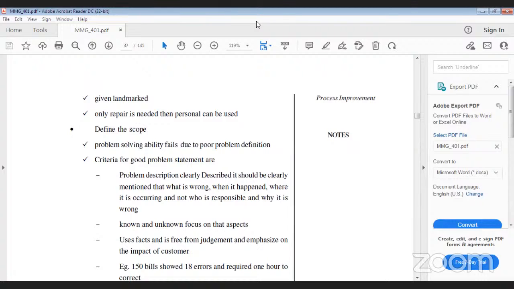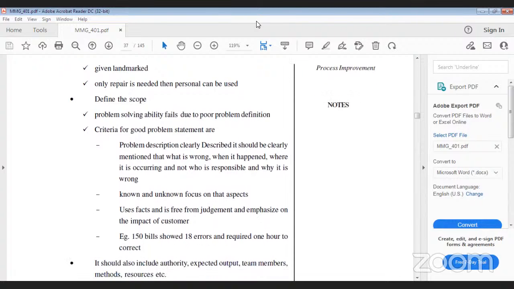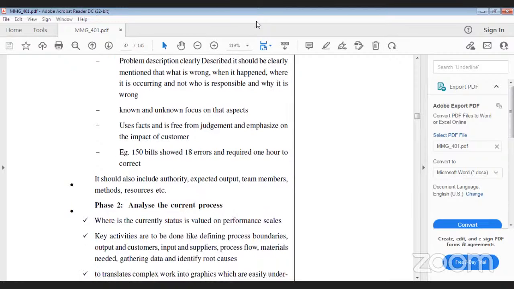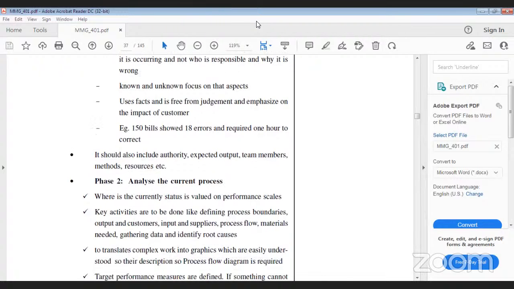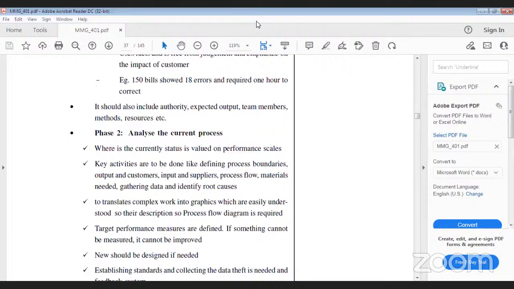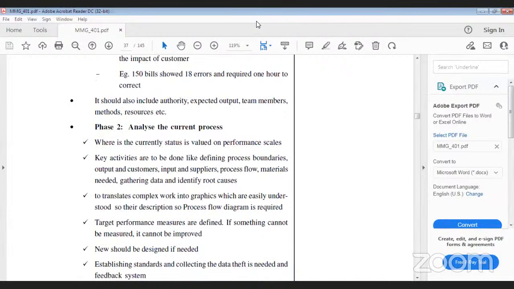Then define the scope. The problems are also given here: defining the scope, then a clear description, then focus on the known and unknown. Use facts free from judgment, and it should also include the authority, expanded input and output. Then the second phase is to analyze the current process, and the points of this phase are also given here: current status, key activities, target performance, then collect available data.